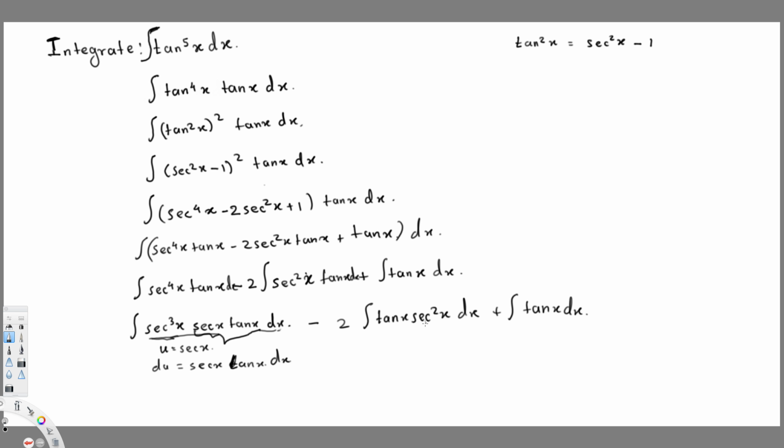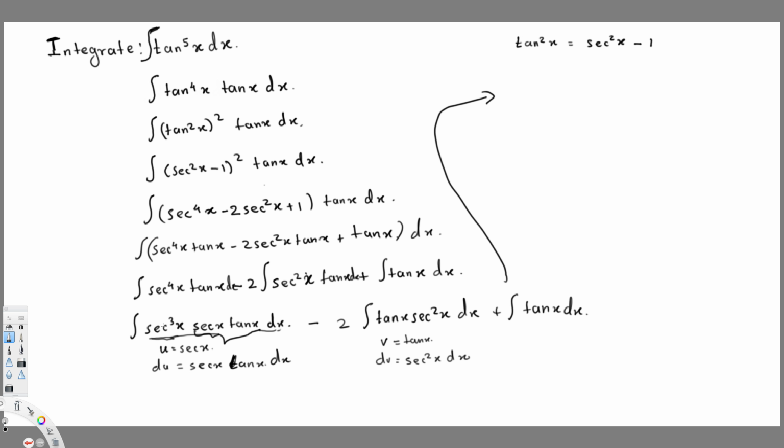Now let's do this part right here. We have used u right here, so let's use a different letter, v. If I take v for tan x, the derivative of tan is sec square x, so dv is sec square x dx. So we have taken care of all these things, and the other one is a direct integral. Let's continue.